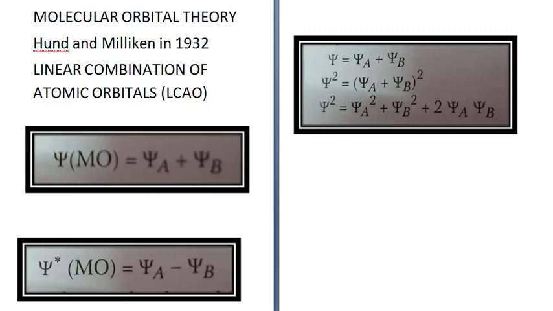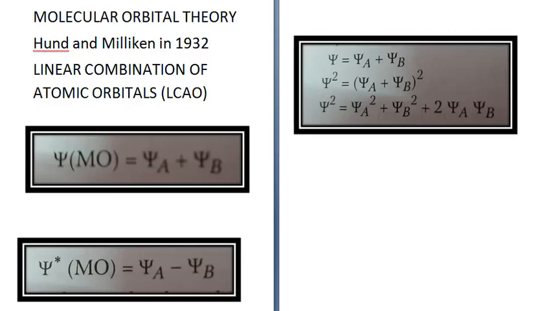Molecular orbitals are of two types: bonding molecular orbitals and anti-bonding molecular orbitals, and they are arranged according to their increasing energy levels. Filling of electrons in molecular orbitals follows the Aufbau principle, Hund's rule, and Pauli's exclusion principle, just like normal filling of the electrons. Now, the next concept is the linear combination of atomic orbitals, which is also known as LCAO.